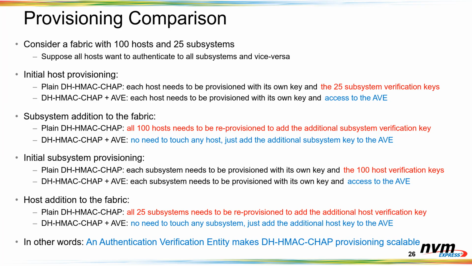Same thing on the subsystem side. If I use initial subsystem provisioning, plain DHCHAP, I need to provision each subsystem with its own key and the 100 host verification keys. If I use the AVE, each subsystem needs to be provisioned with its own key and the way to access the AVE. When I add a host with plain DHCHAP, I need to re-provision all the subsystems. If I have an AVE, I don't need to touch any subsystem. I just add the additional host key to the AVE.